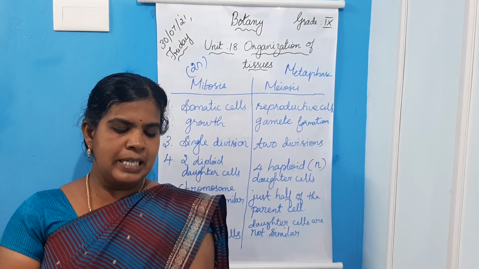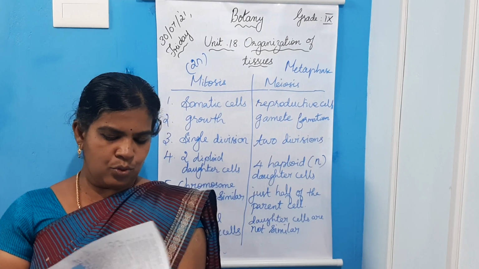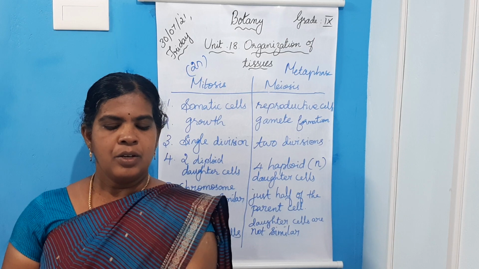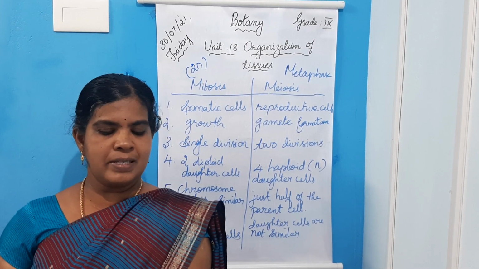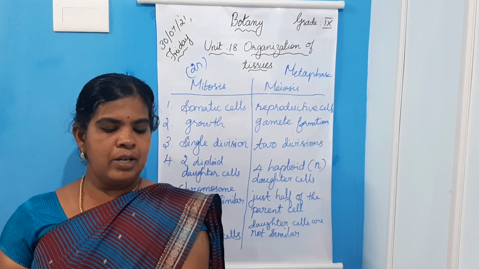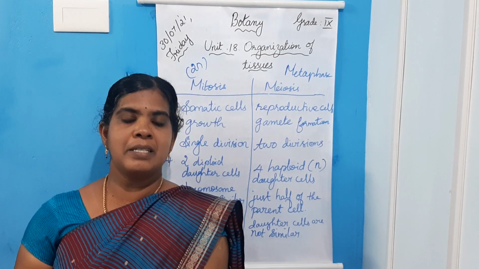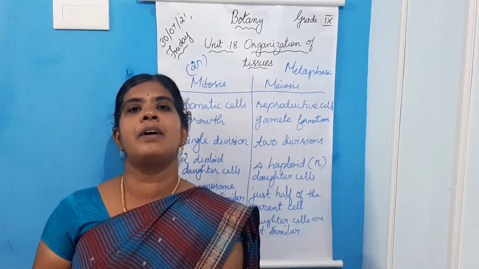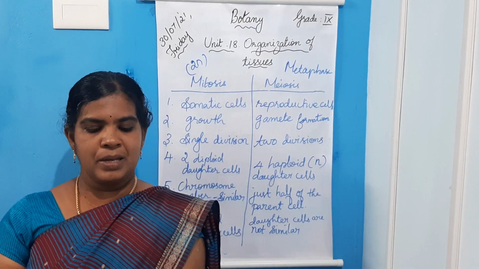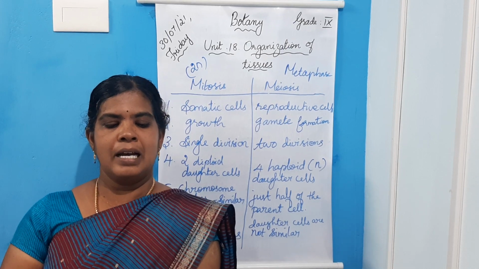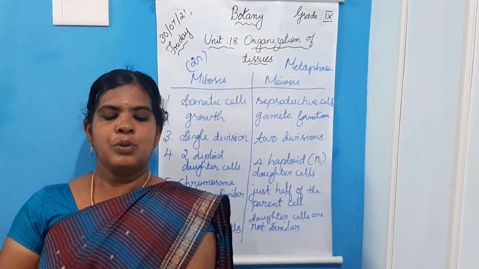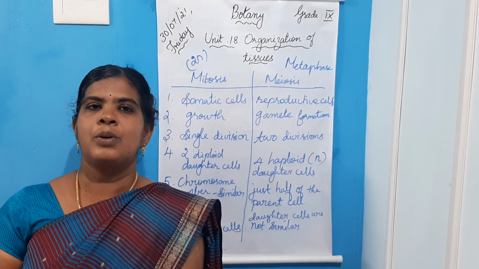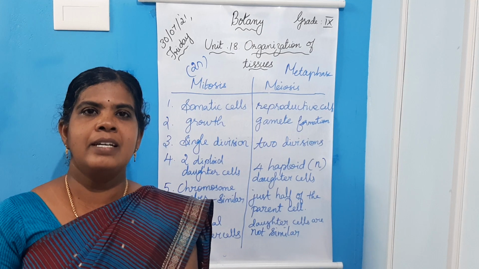Turn to page 220. See the heading metaphase. Mark: the duplicated chromosomes are arranged on the equatorial plane and form a metaphase plate. Each chromosome gets attached to a spindle fiber by its centromere. This is the answer. Children, you are learning one brief answer and one long answer, and writing in the notebook.